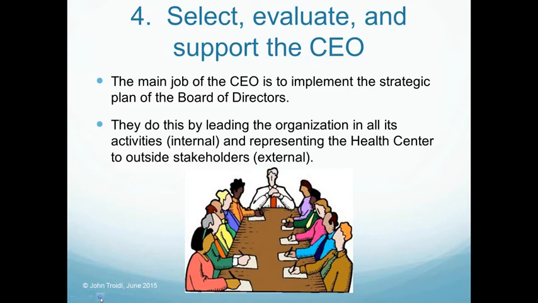So we're going to move on to the fourth role of the board of directors, and that is to select, evaluate, and support the CEO. A lot of people don't realize this, but the main job of the CEO is to implement the strategic plan of the board of directors. And the reason that I know that a lot of the boards do not understand this particular responsibility is because when I look at the evaluation form that they use to evaluate the CEO, they don't include implementation of the strategic plan as part of the evaluation. And it should absolutely be included right there at the top.